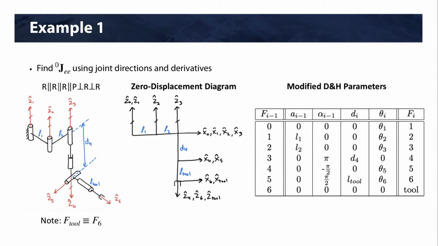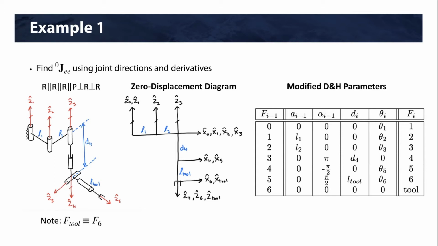Here's our zero displacement diagram for that robot. Using that zero displacement diagram, we can complete our modified D&H parameters as such. You can see, because frame 6 is equivalent to the tool frame, we just have a row of zeros here. So that homogeneous transform would just be the identity matrix, so we don't actually need to calculate that.